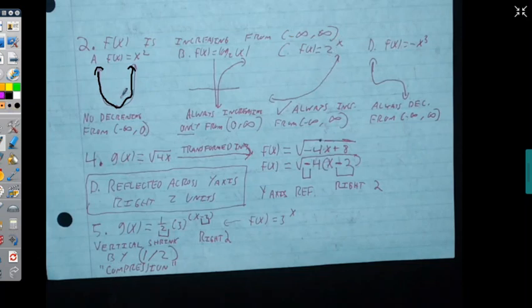Looking at this parabola, I see the function is decreasing from negative infinity to 0. Because it is decreasing from negative infinity to 0, it means it's not increasing from negative infinity to infinity. So I can eliminate answer choice A.